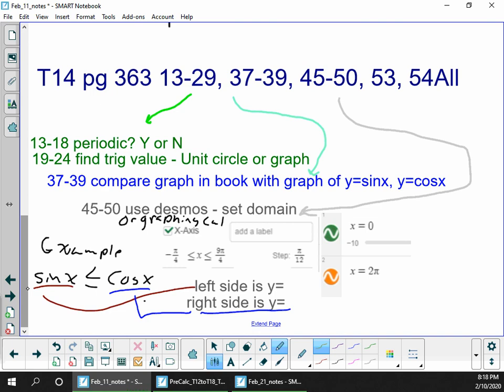Now, if you're going to do it on Desmos, I recommend that you set the domain from negative pi over 4 to 9 pi over 4. And I would do a step of pi over 12. I don't know why I got a 0 and a 2 pi on there. I guess that's just so you can clearly, easily tell where the 0 to 2 pi part is. There's your assignment. You've got this.